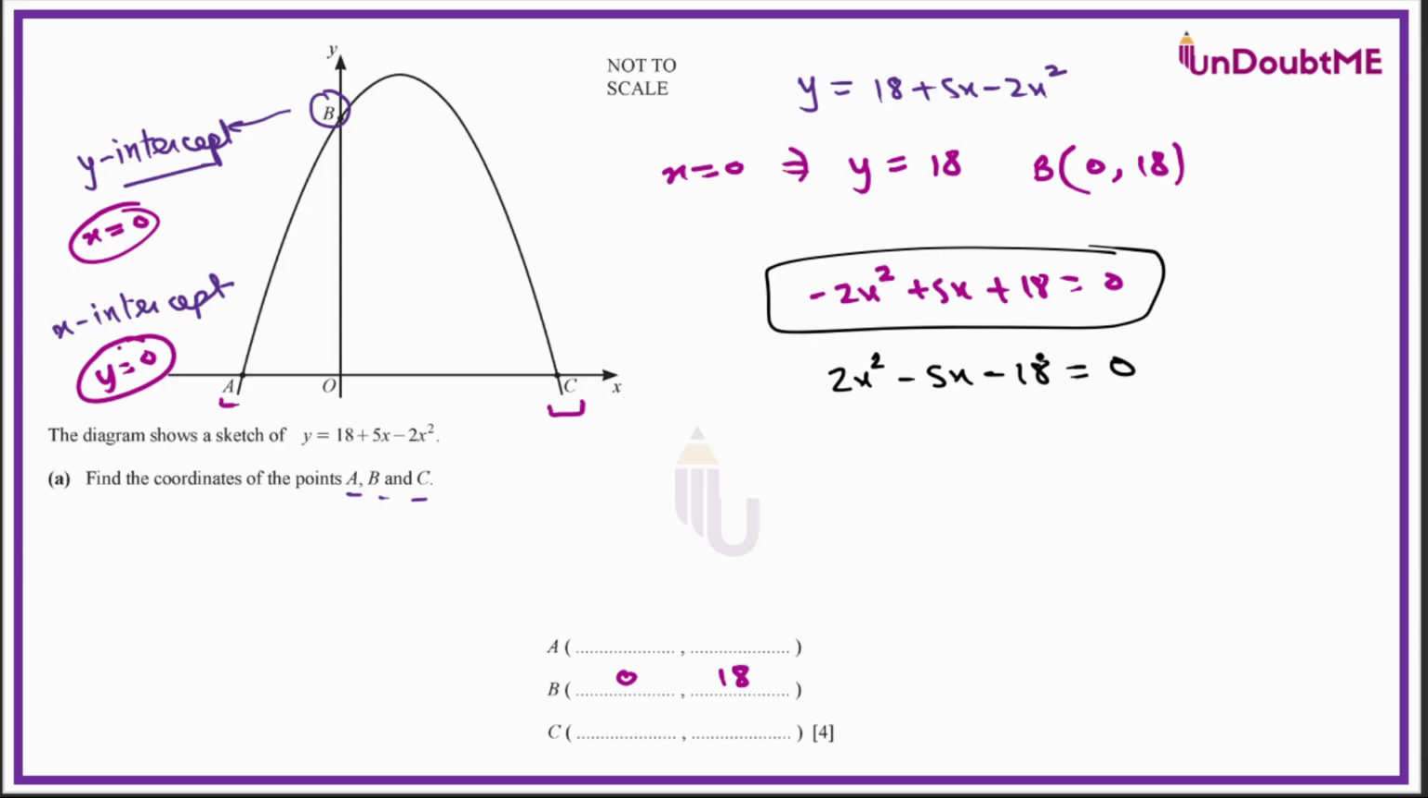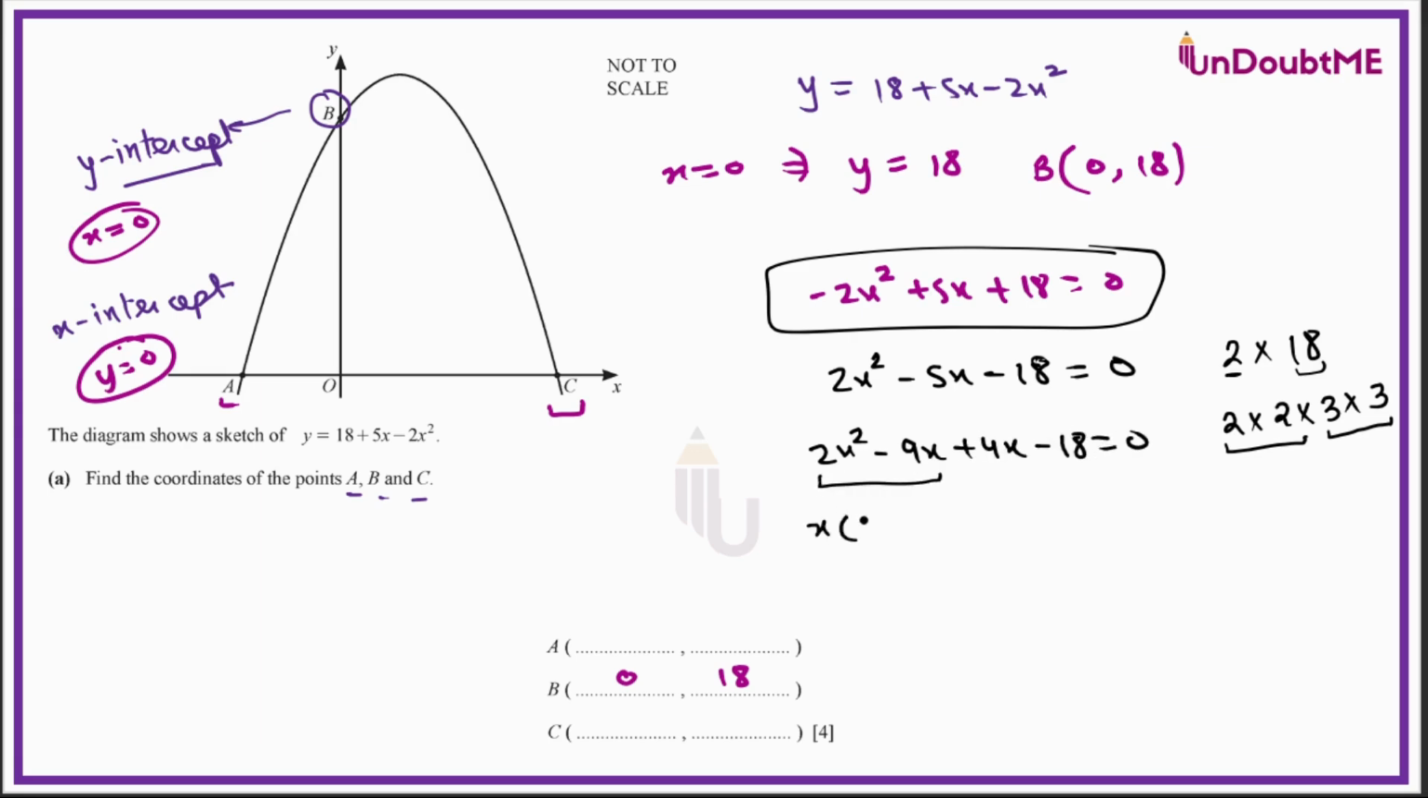Now we will just see that if factors are possible, then it will be 2 and 18. Then 18 can be further split up into 2. 2 is already there. The 18 will be written as 2 times 3 times 3. And then from here we can see that 3 3s are 9 and 4. 9 and 4 can give me 5. Okay, so I will write it down as 2x square minus 9x plus 4x minus 18 is equal to 0. From the first two terms only x is common, so 2x minus 9. From the next two terms 2 is common, so 2x minus 9.